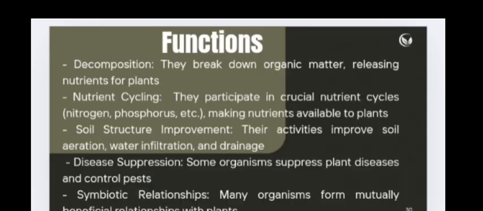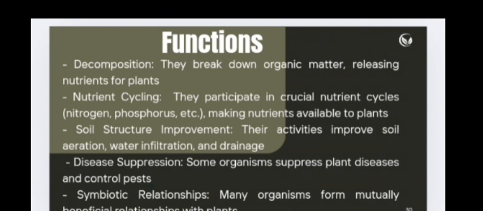We should also remember the functions of the 5 types of soil organisms. The first one is decomposition. They break down organic matter, releasing nutrients for plants. Second is nutrient cycling. They participate in crucial nutrient cycles like nitrogen, phosphorus, etc., making nutrients available to plants.